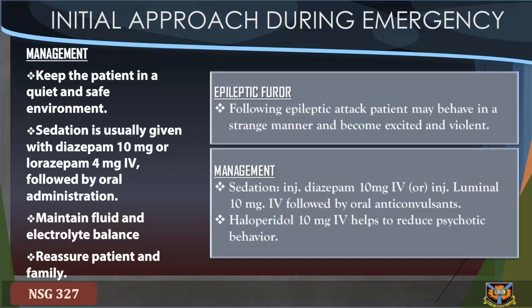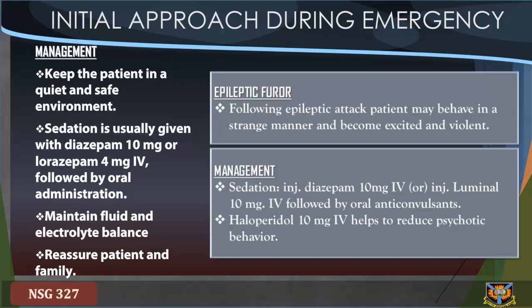Epileptic furor. Following epileptic attack, patients may behave in a strange manner and become excited and violent. Management: Sedation, injection diazepam 10 mg IV or injection luminal 10 mg IV followed by oral anticonvulsant. Haloperidol 10 mg IV helps to reduce psychotic behavior.